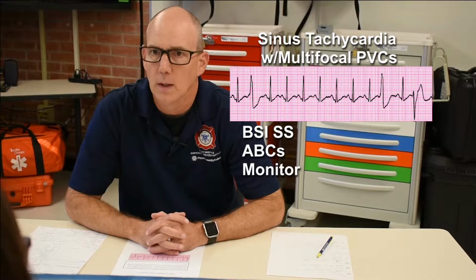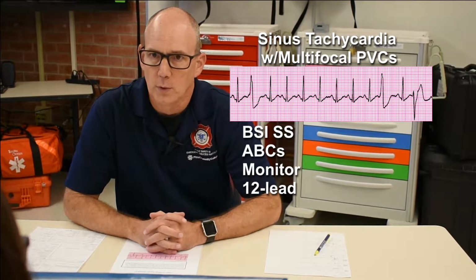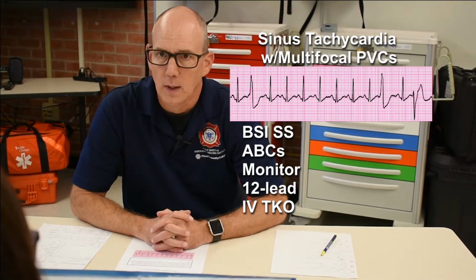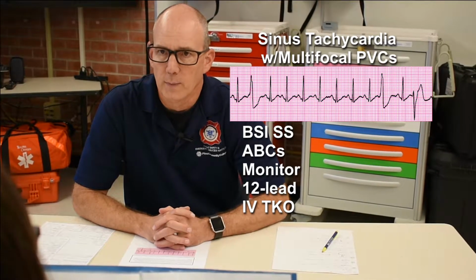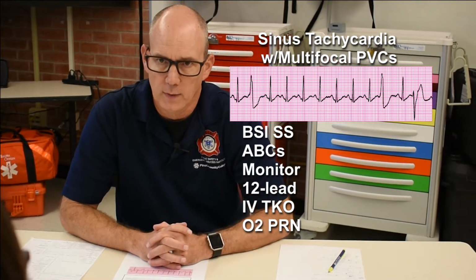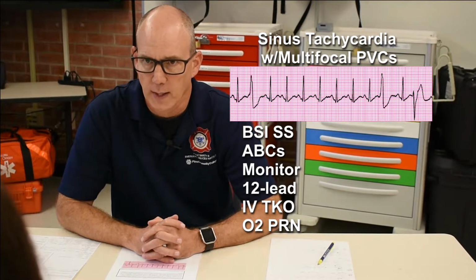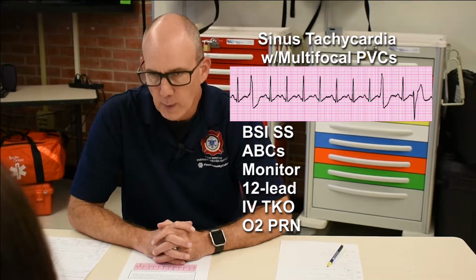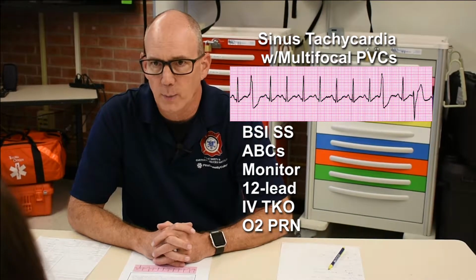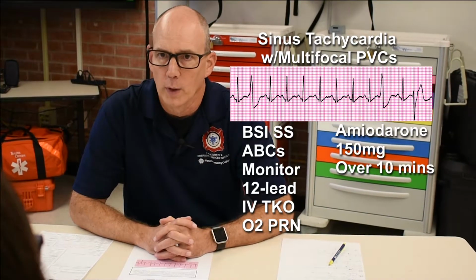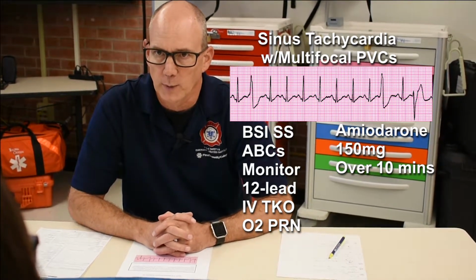I'm going to obtain a 12 lead. I'm going to start an IV TKO. I'm going to make sure my patient's oxygen is between 94 and 99% and give supplemental oxygen if necessary. Because of my patient's multifocal PVCs, I'm going to give amiodarone 150 milligrams given over approximately 10 minutes.